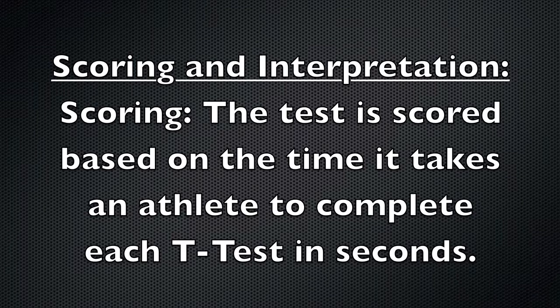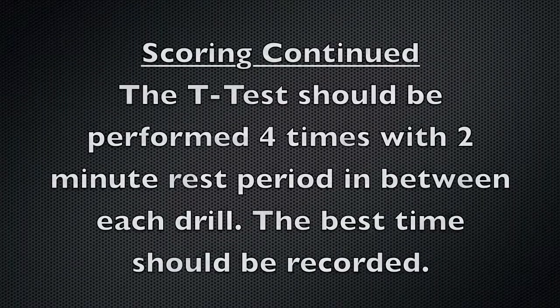Scoring and interpretation. Scoring. The test is scored based on the time it takes an athlete to complete each t-test in seconds. The t-test should be performed 4 times with 2-minute rest periods in between each drill. The best time should be recorded after each drill is finished.